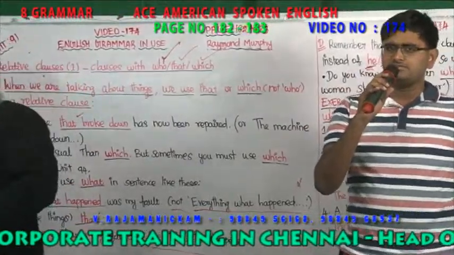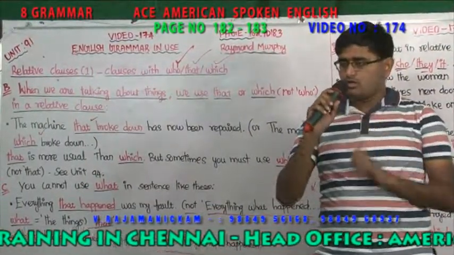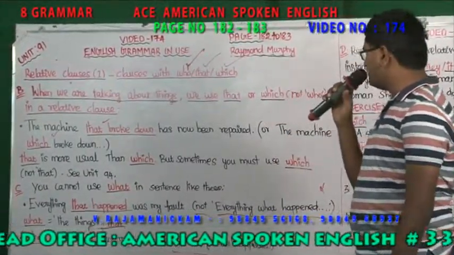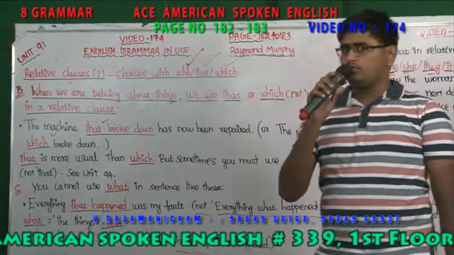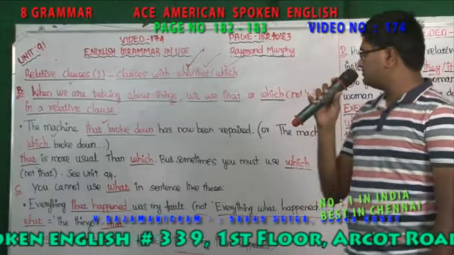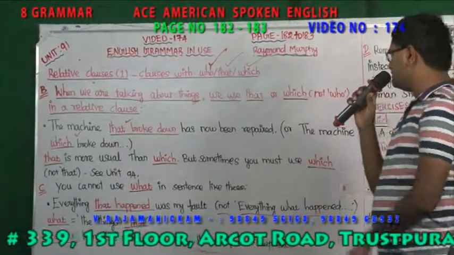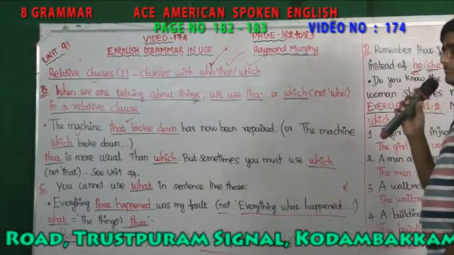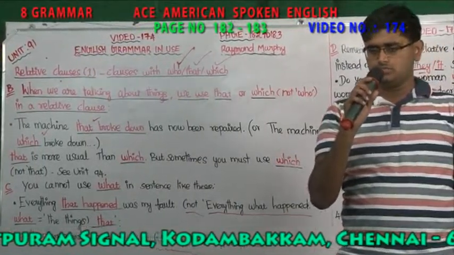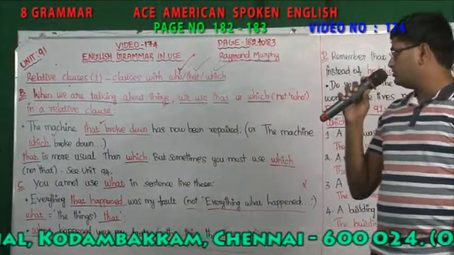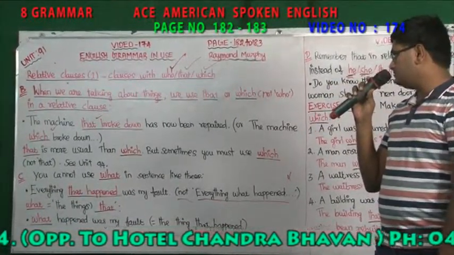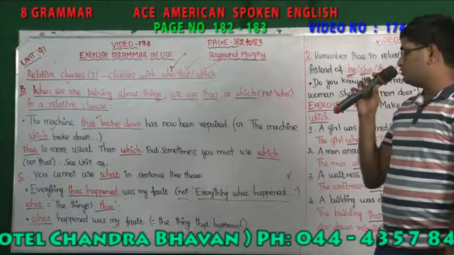Good morning, friends. I'm Upendra Vasant. Now we are going to see the classes with who, that, and which. When you are talking about things, we use that or which. We don't use who there. For example, the machine that broke down has now been repaired. You cannot use what in sentences like this. Everything that happened was my fault. We should use that, not everything what happened.